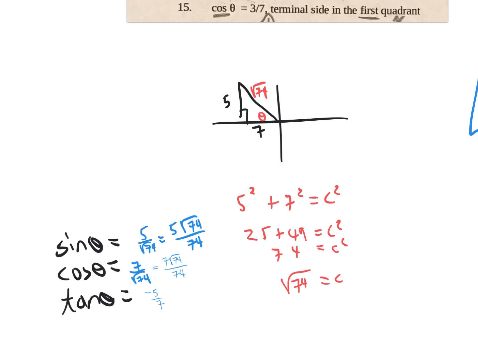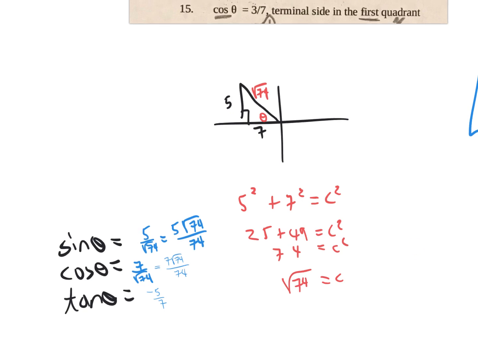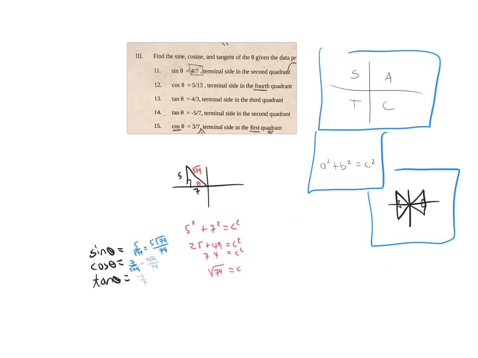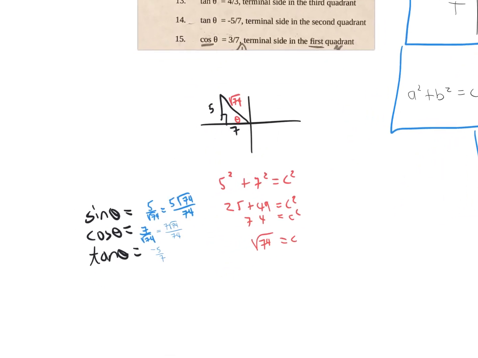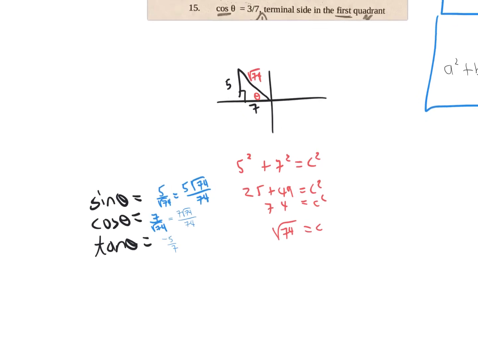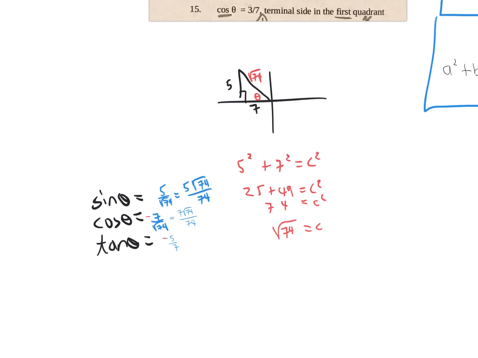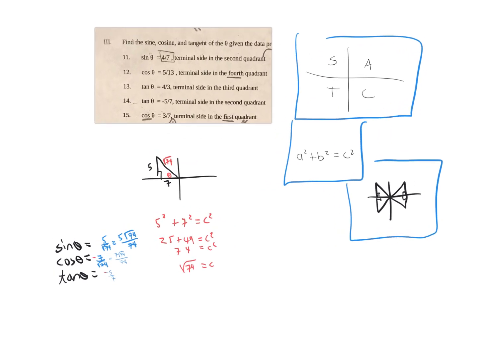Cool. Now, let us take into account the signs of each quadrant. In the second quadrant, only the sine is positive. So therefore, this cosine is also going to get a negative. We have a negative associated with the tan, and we have a negative associated with the cosine. So that's how you do that one.